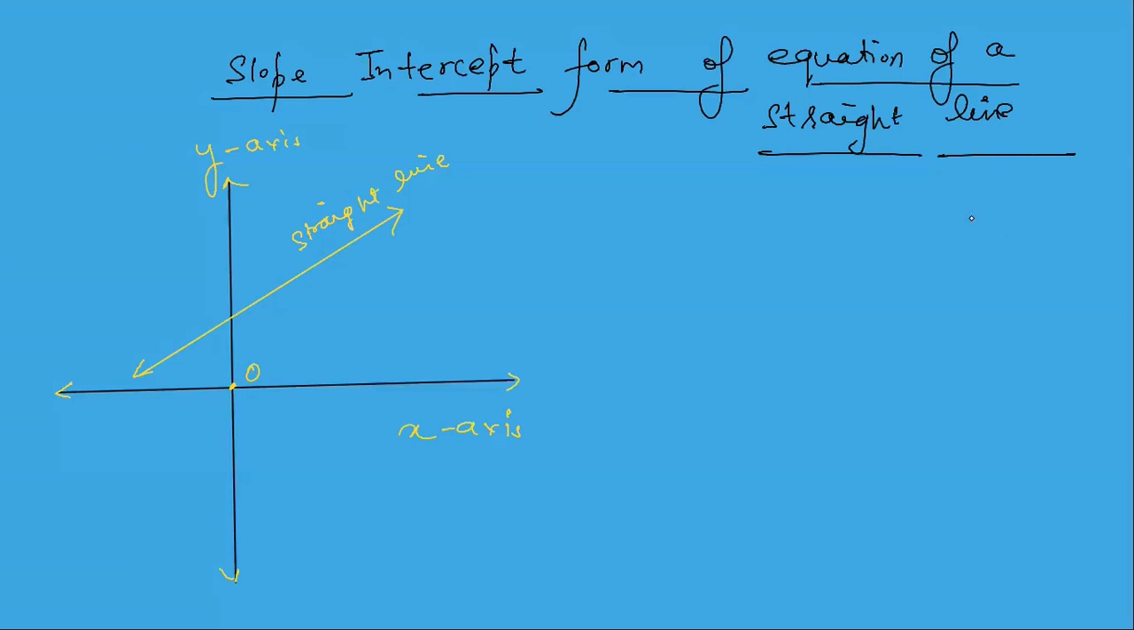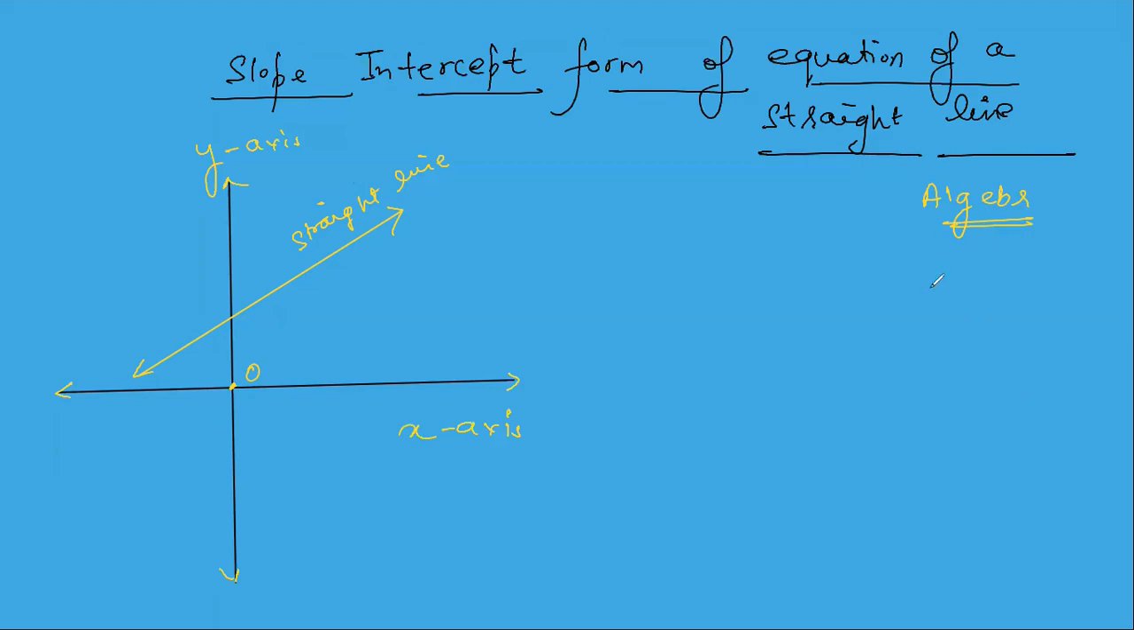Slope-intercept form of an equation of a straight line. Everyone, whenever we have a straight line and we have to represent it, either we represent the straight line graphically or we can represent it algebraically. So we use these forms to represent the equation of a straight line algebraically.